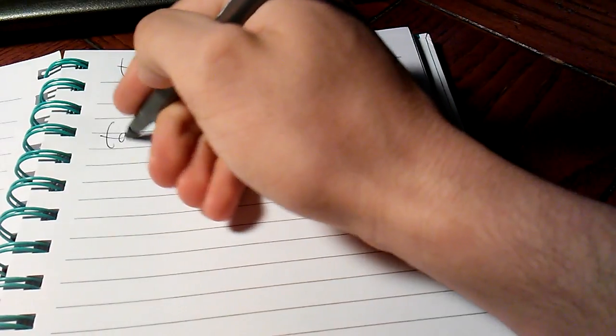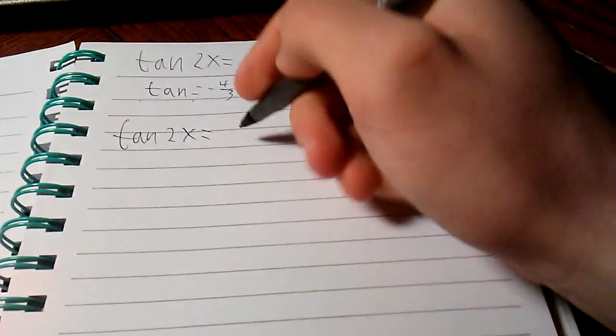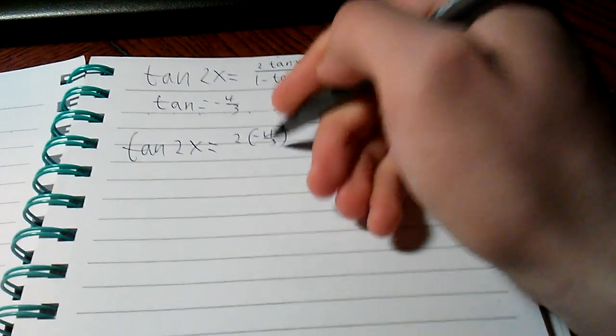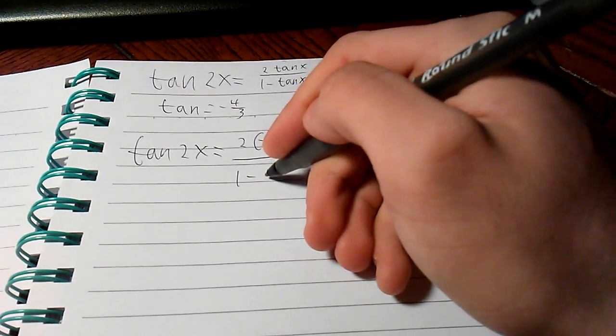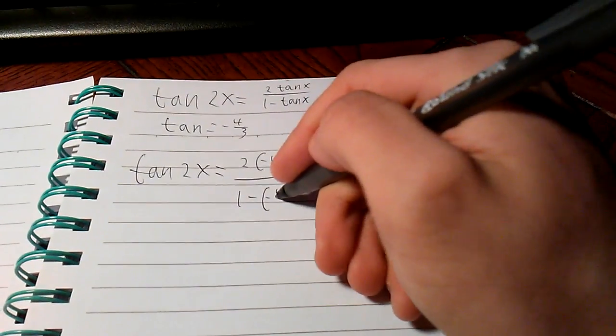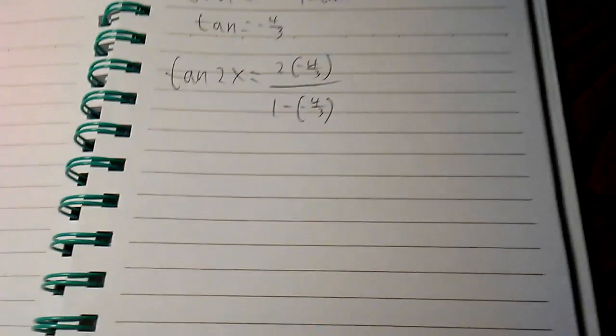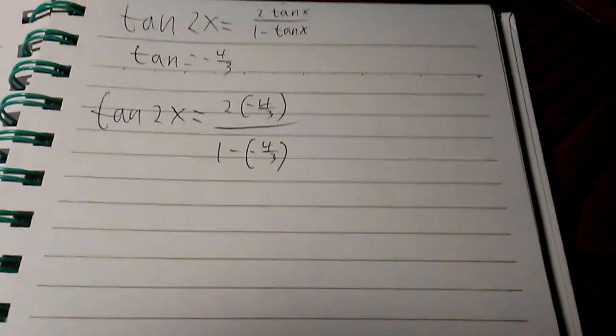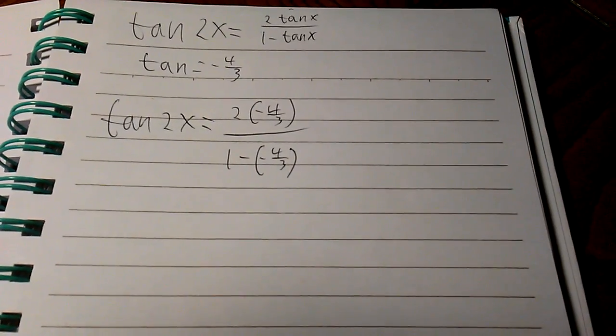So, tangent of 2x equals 2 times -4 divided by 3 over 1 minus -4 divided by 3. Right? Cool. Oh, that's what I was forgetting. I was like, where do we go from here? Squared. There's a squared here.